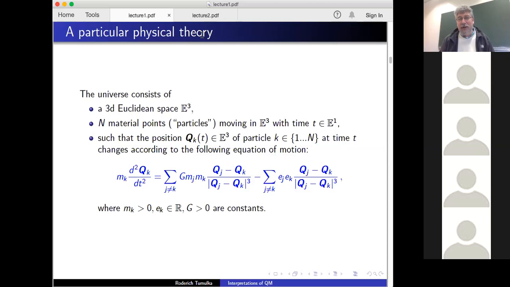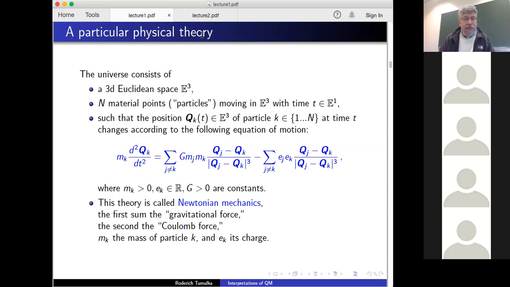So here's a particular example of an equation of motion. Mass times acceleration is given by some expression. Oh, you may recognize this expression. The first term is just the gravitational force according to Newton. The second term is just the Coulomb force. So this theory is just Newtonian mechanics. And here, G is the gravitational constant, m is the mass, and e_k is the charge of particle k. So now at this point, the definition of the theory is complete.